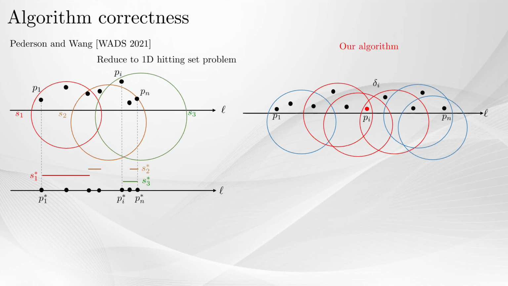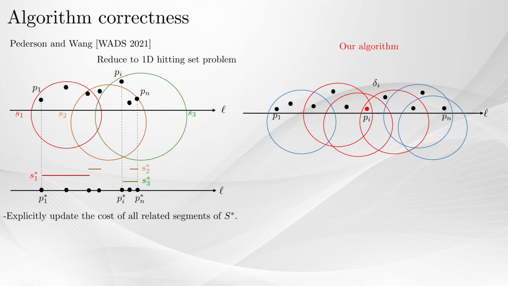So we describe the correctness of our algorithm by comparing it with the algorithm proposed by Peterson and Wang. We use the induction measure to show that for each step, delta I is equal to delta I star. In this part, we will explain more the differences between the two algorithms, and we'll show why our algorithm can get a better time complexity.